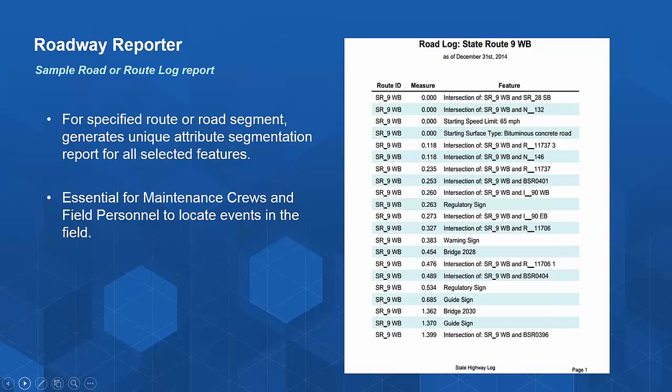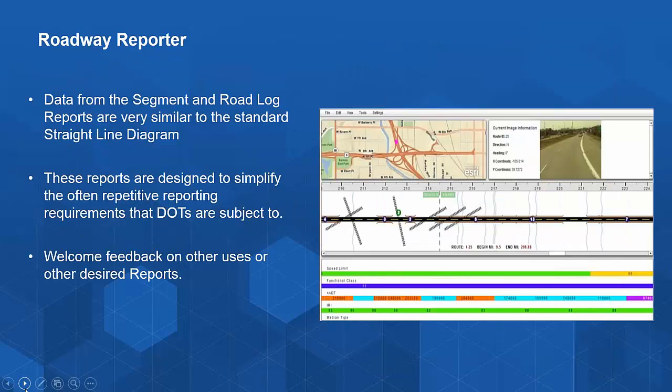Most DOTs have generated route log books that they give to their maintenance and field crews, and this report makes that process straightforward and simple to run. So you'll notice that the data from the segment and road log reports are actually very similar to the data that you'd find in a standard straight line diagram, but without the straight lines.